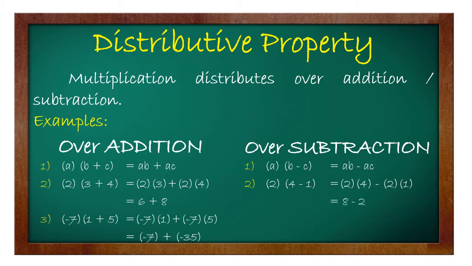So, 2 times 4 is 8. Then, 2 times 1 is 2. 8 minus 2 is 6. Next, 3 times the quantity 10 minus 6. So, distribute lang natin yung 3 kay 10 at saka kay 6. So, that is 3 times 10 minus 3 times 6. 3 times 10 is 30, and 3 times 6 is 18. Therefore, 30 minus 18 is 12.